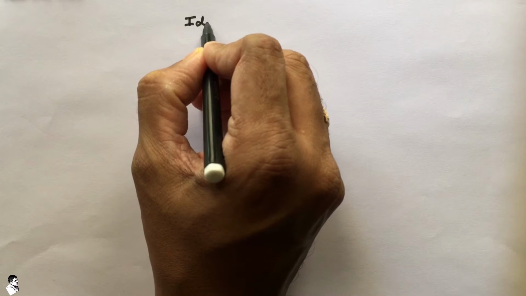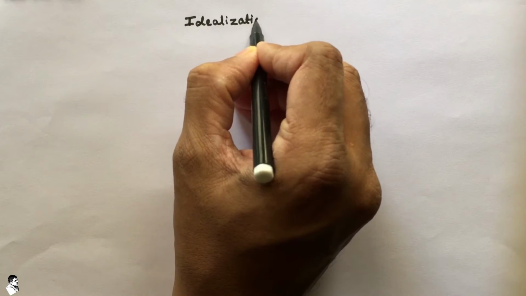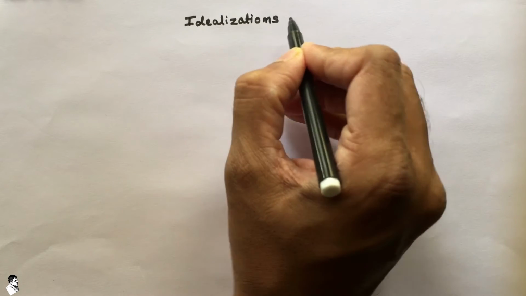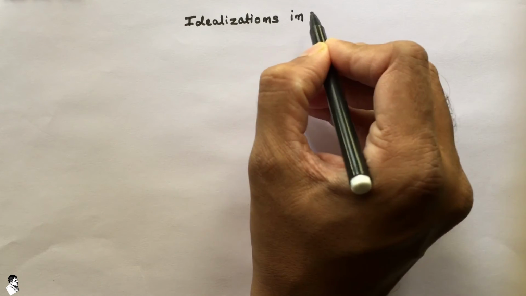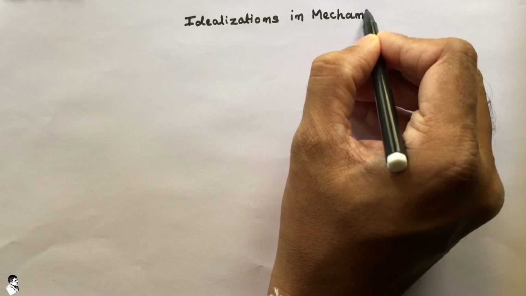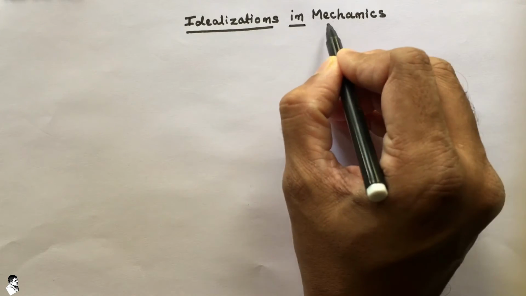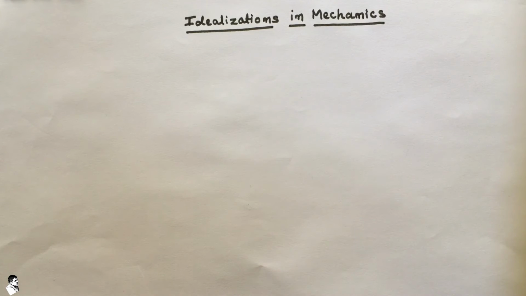Idealizations in mechanics. Now in an engineering system, if we study it thoroughly, it consists of various parts or a number of bodies.